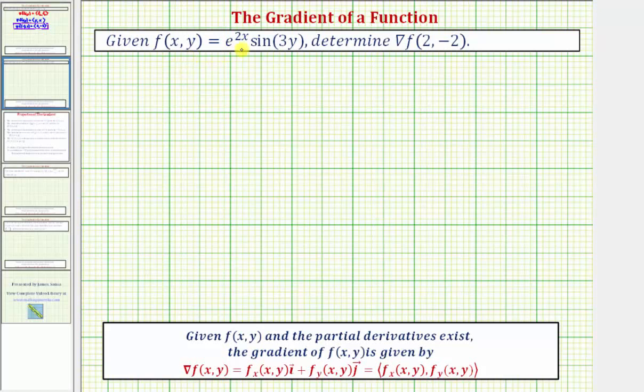We're given f of x comma y equals e raised to the power of 2x times sine 3y. We're asked to determine the gradient of f at the point (2, -2). This is also referred to as del f.